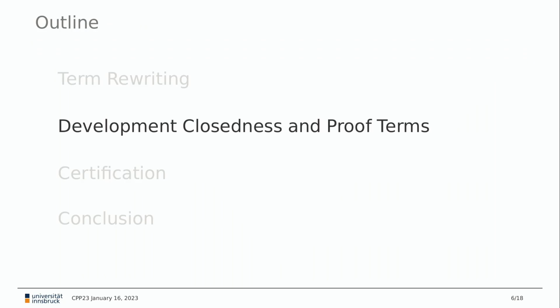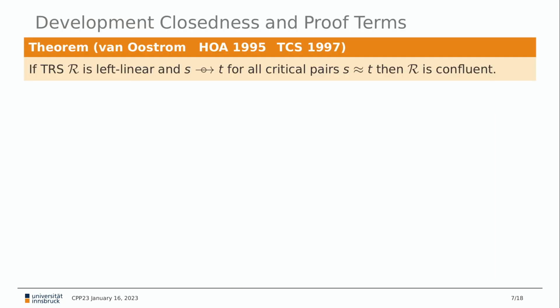Now I can explain the result that we formalized, the development closeness theorem. It was first stated by Vincent van Oostrom in 1995, and there's a journal paper also from 1997. And it says that if a term rewrite system is left linear, which means that the left-hand sides of our rules don't have duplicate variables, and we look at all critical pairs of our system and check that they can be closed by a multi-step, so this arrow with the circle is a multi-step, then if these two conditions are fulfilled, we know that the TRS is confluent.